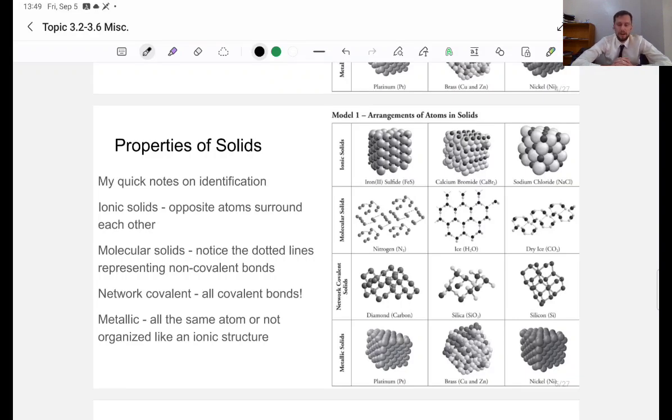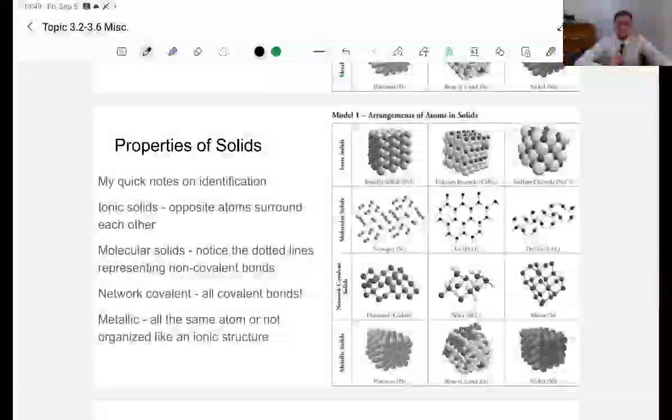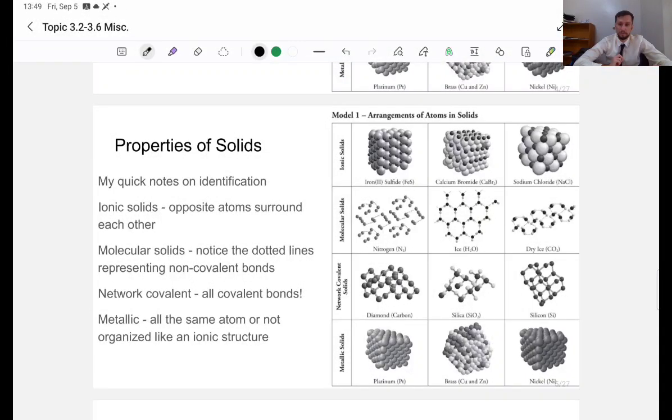First of all, ionic solids have atoms of opposite charge surrounding each other. Molecular solids, I would note that there will probably be dotted lines in the structure. Those dotted lines are probably going to indicate some sort of intermolecular force, such as hydrogen bonding, occurring within the molecular solid. So there should be some sort of distinction between the covalent bonds and the intermolecular forces.